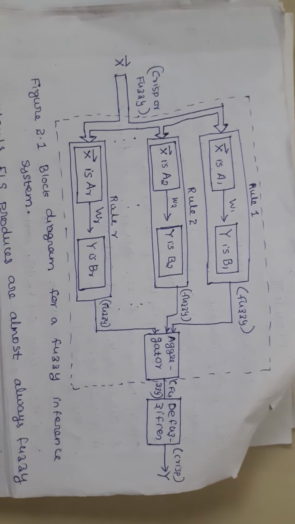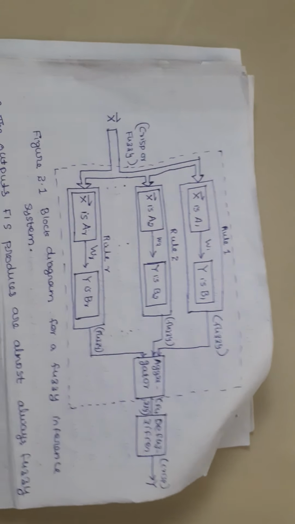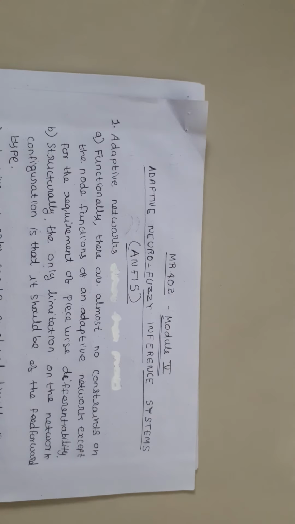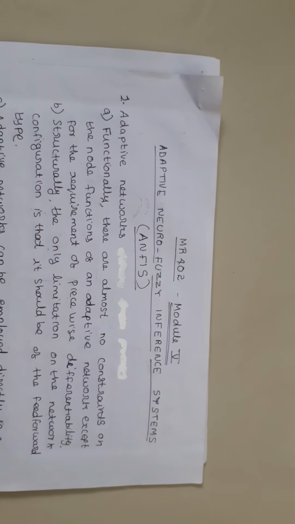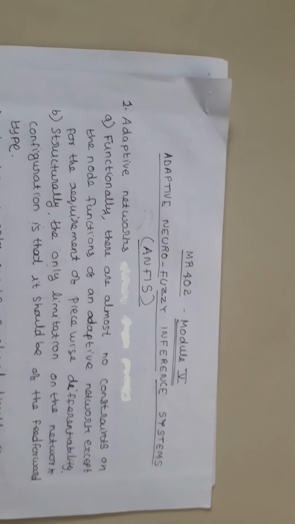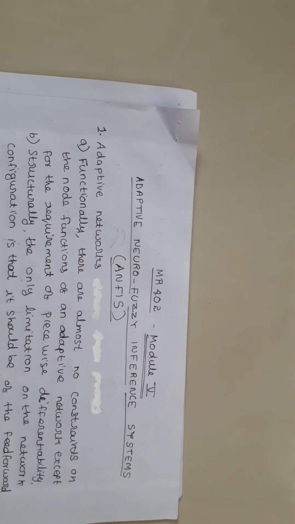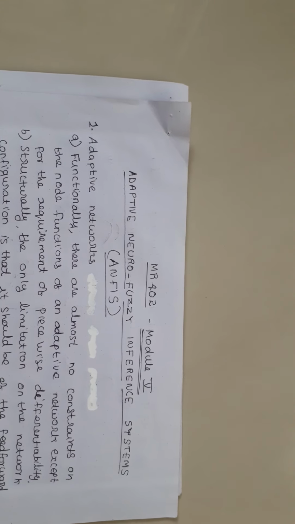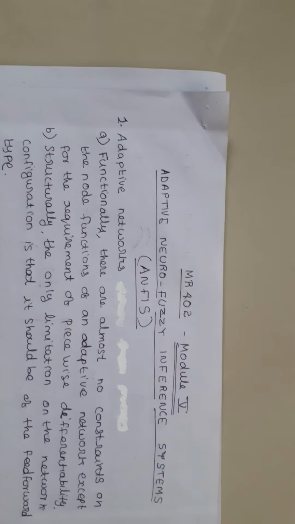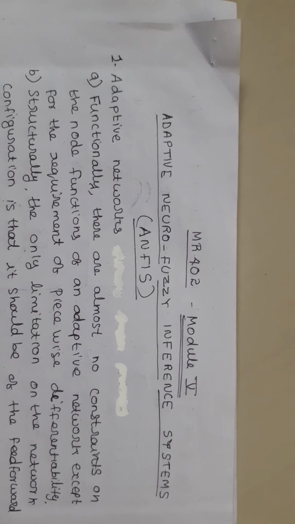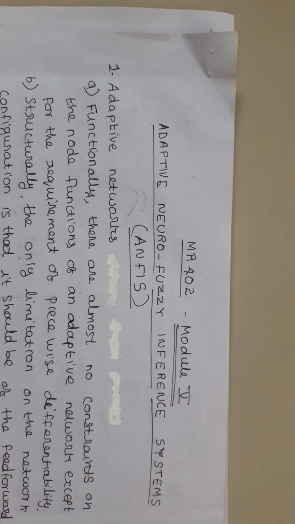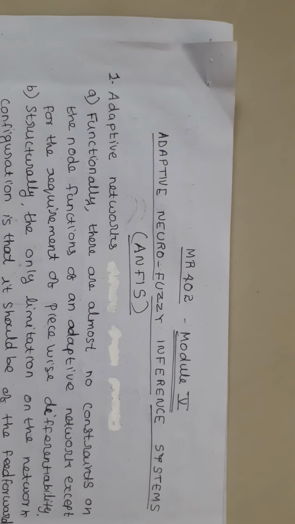Fuzzy inference systems are of different types, and we have studied mainly three types. They are Mamdani fuzzy inference systems, Sugeno fuzzy inference systems, and Tsukamoto fuzzy models. Next, let us see what an adaptive network is. We said that the adaptive network functionally equivalent to a fuzzy inference system is ANFIS. So what is an adaptive network? An adaptive network is a network structure whose overall input-output behavior is determined by a collection of modifiable parameters.